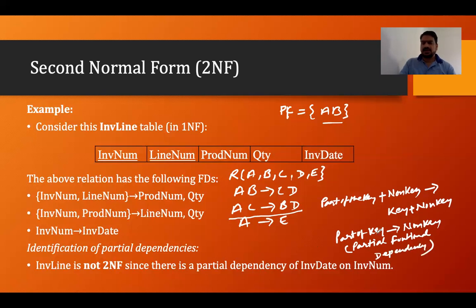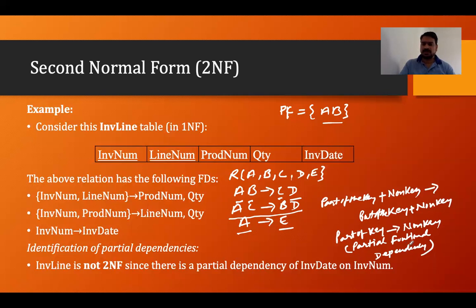right? But is this the case in the second functional dependency? No. In the second functional dependency, it is a part of the key plus non-key. But I need part of the key determining some non-key. Now go to the last one. Last one is A. A is a part of the key because the key is AB, and E is a non-key. So part of the key is determining some non-key, which means it is a partial functional dependency, right?